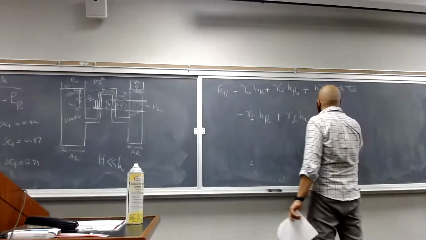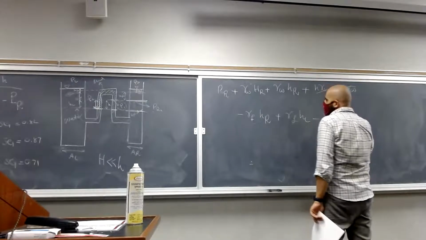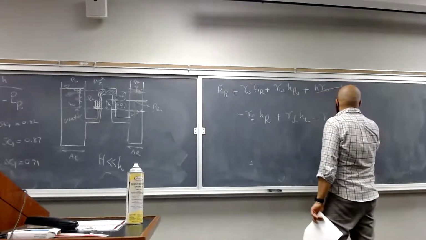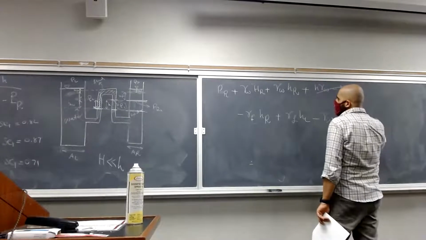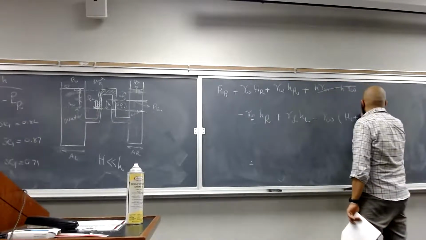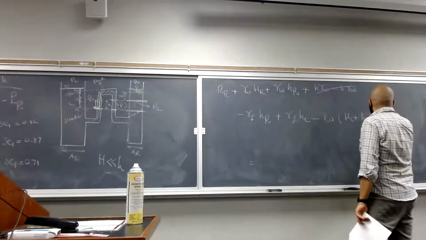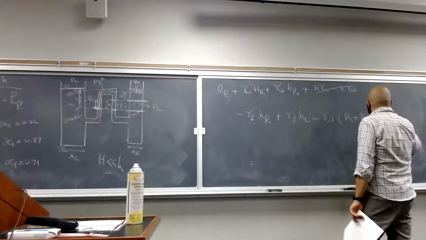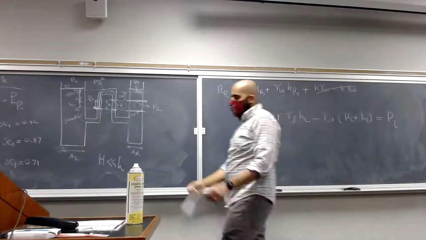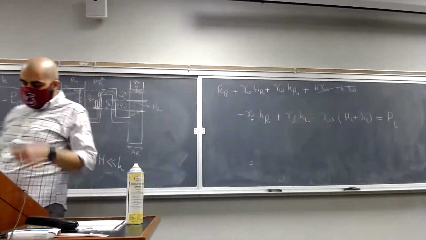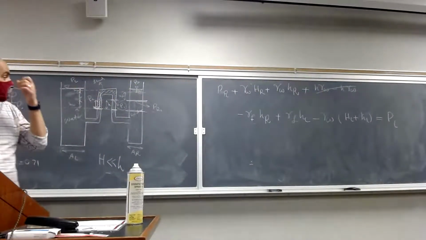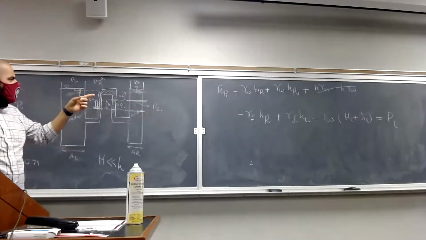And then we are moving upwards again in the direction of lower pressure. So a negative sign, gamma of water. We are again in water. It is HL plus H, a small h. This all has to be equal to the pressure on the left-hand side.